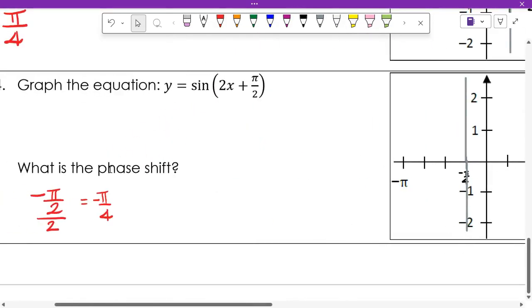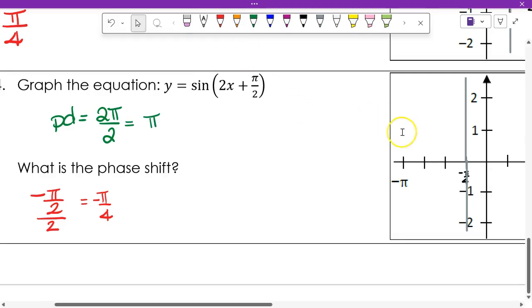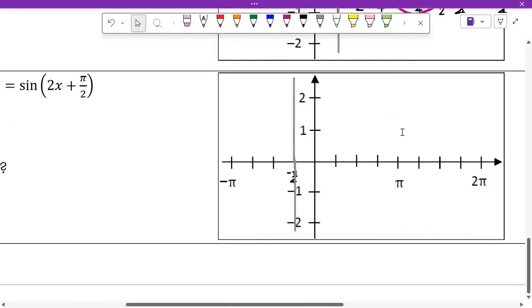That's where I have to go phase shift, and I have to find the length of my period. So let's do that. My period is equal to 2 pi over b, so 2 pi over 2. That means my period is equal to just pi. So from that negative pi over 4, I have to go pi farther. I'm not going to the number pi. This is not where I'm going. I'm going the length of pi from negative pi over 4.